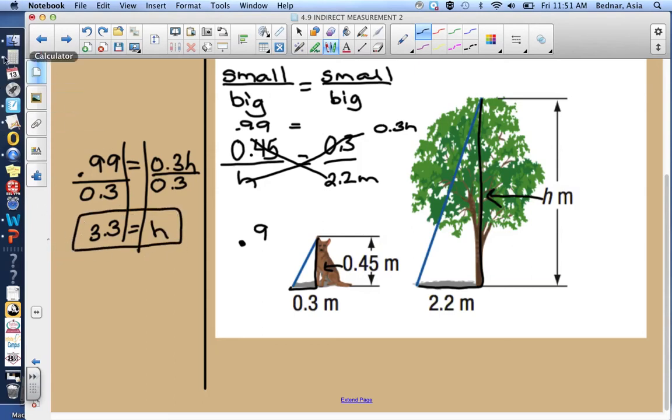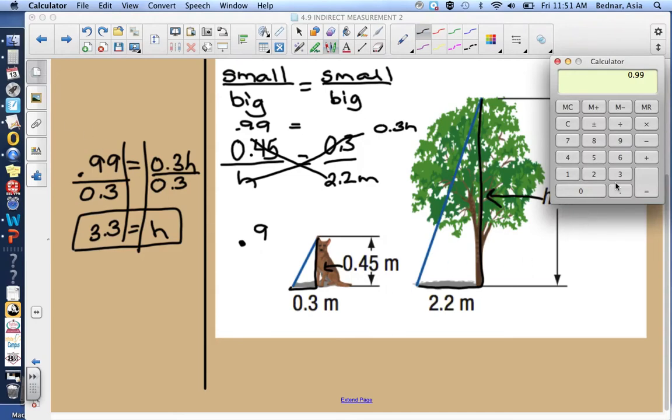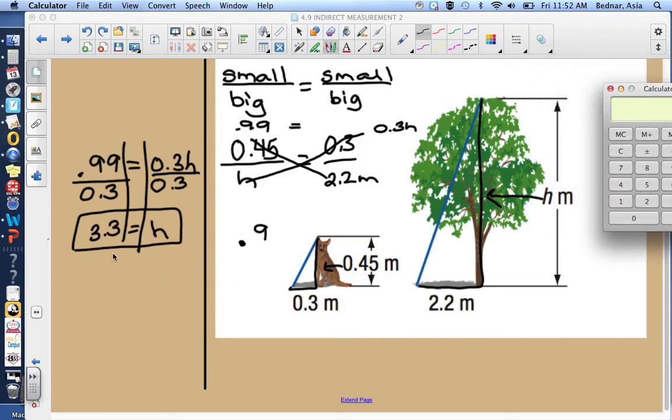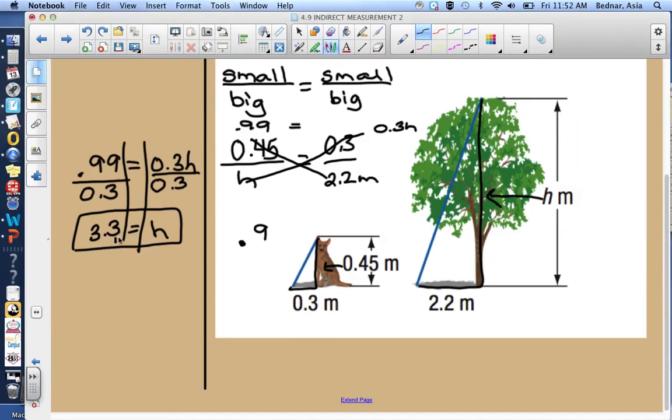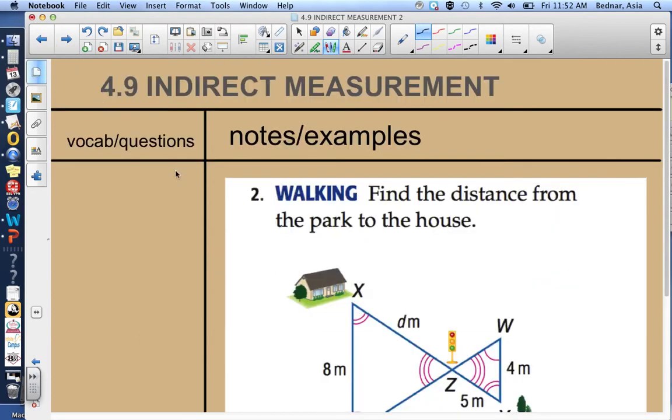Let's just make sure this makes sense. Because again, it's Friday. There you go. 3.3, 3 and 3/10 would be your height. 3.3, and again, it's in meters. So make sure you get your label in there of meters. Make sure you show your work, each of your steps.